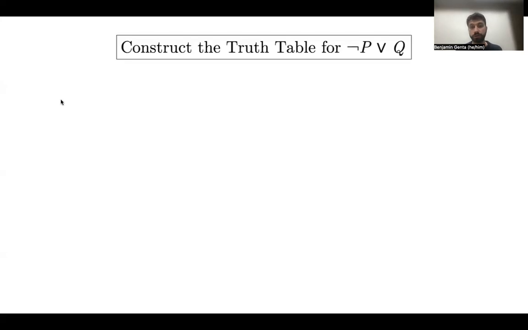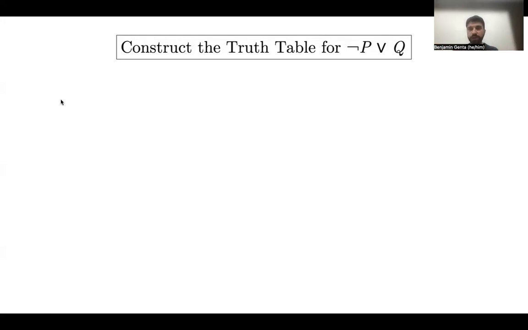Okay, so hopefully you've paused it and now you've come back to it. Hopefully you've succeeded, but now just to check your answer, let's construct the truth table for not P or Q. Right, this is quite a complex sentence. We have not P, and then we have a disjunction of not P or Q. So this is how we start.